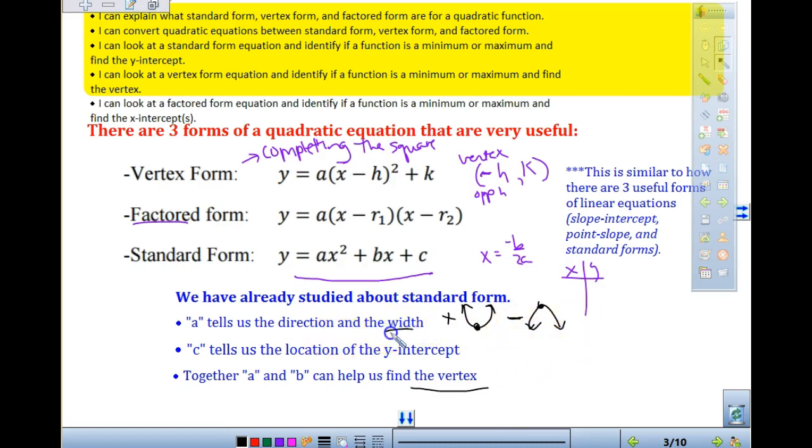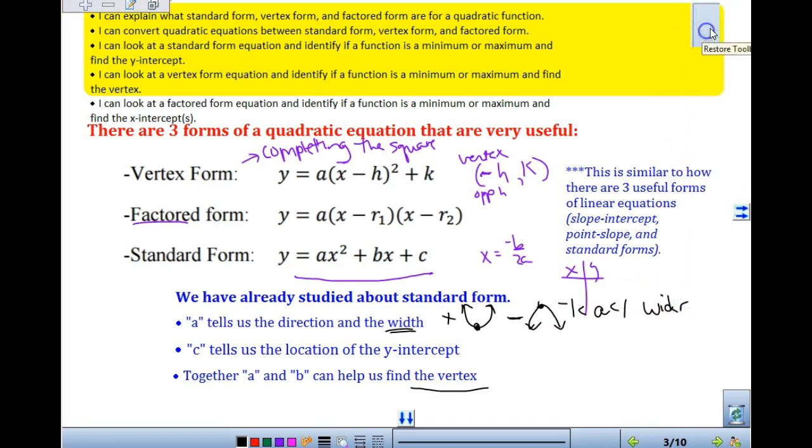When we talk about the width, if the A value is between 1 and -1, meaning it's a fraction, and the closer it gets to 0, it's going to be wider. Meaning that if I'm looking at a parabola and I want it to be really wide like this, that might be 1/10 versus 1/4, which is going to go up a little more, and 1/2 more. And if I wanted 1/15, it's going to be even wider.